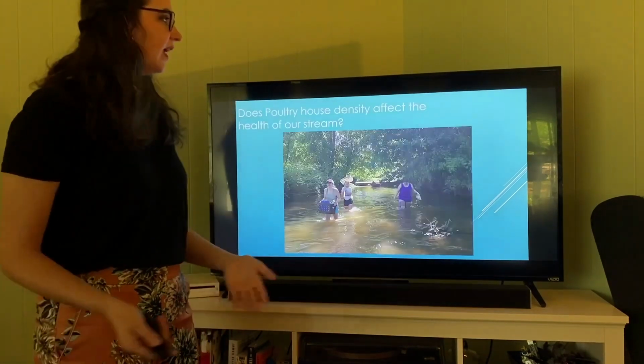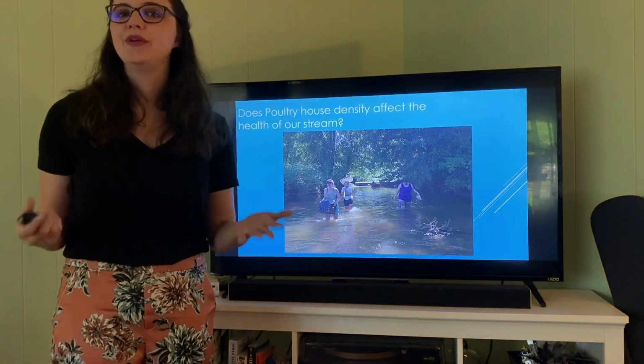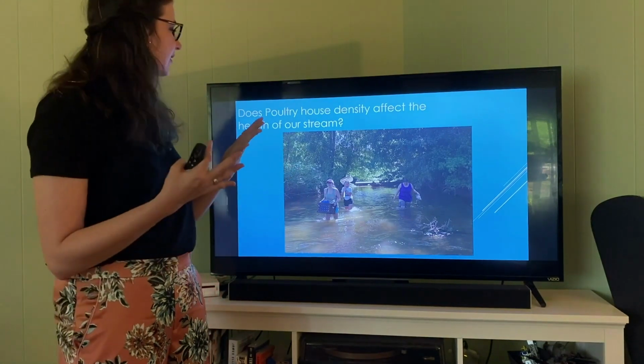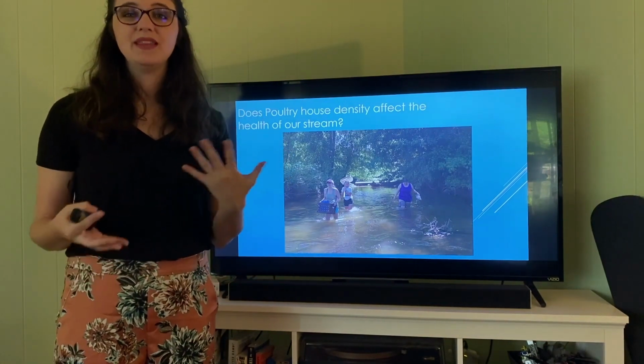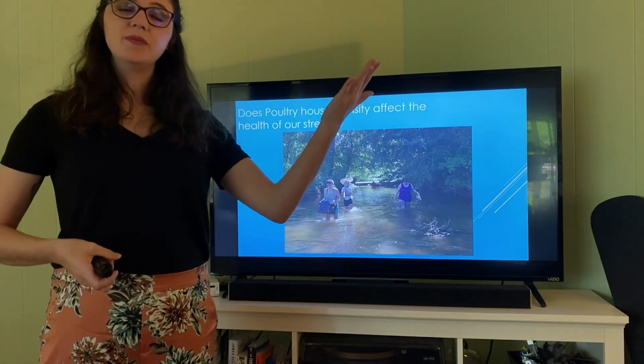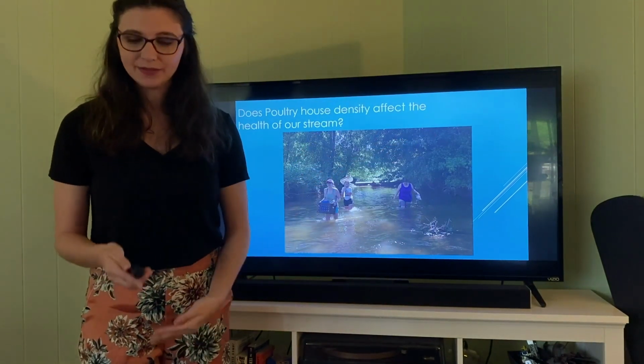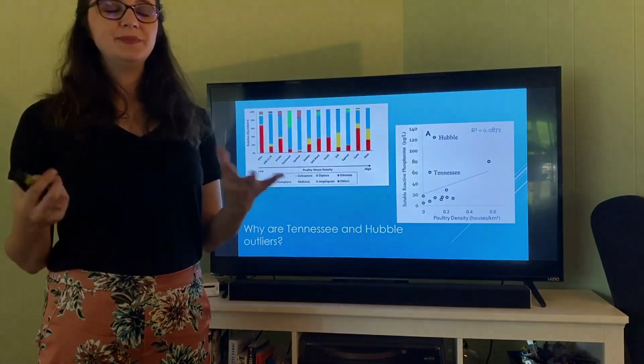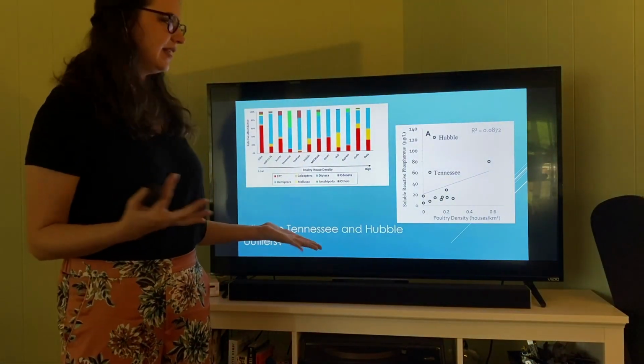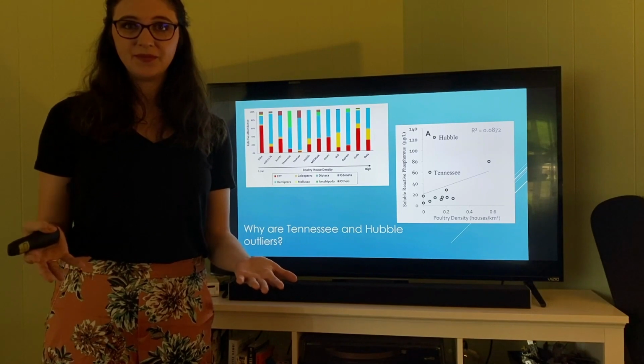So with that, it leads us to ask, do poultry houses affect the health of our streams? And we think they do. We know they do from the research done in Oklahoma with Tyson. But what does that mean here? Well, the bigger question is, why are Tennessee and Hubble such outliers in our data?